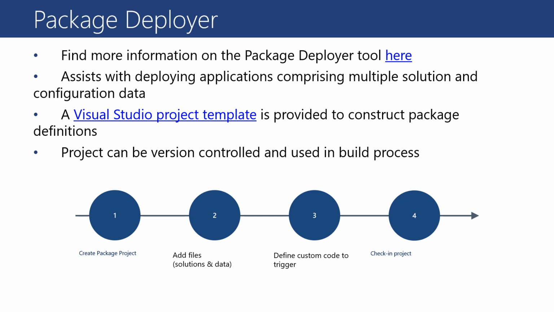The basic steps are this. You create a package project, you add your files, solutions, and data, and potentially custom code. You define your custom code that's going to trigger your process, and you check in your project.